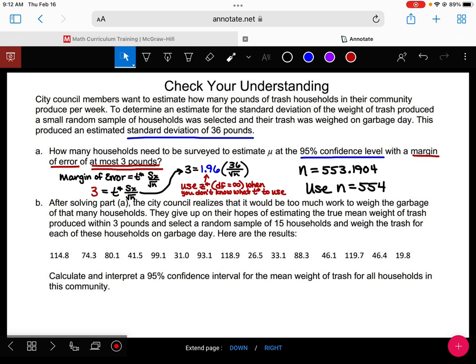For part B, how many households did they actually sample? 15 households. So what should we do with that data there? Yeah, we're going to find our sample mean, x bar, and sample standard deviation, Sx. Go ahead and pop that into your calculator and do that for me.